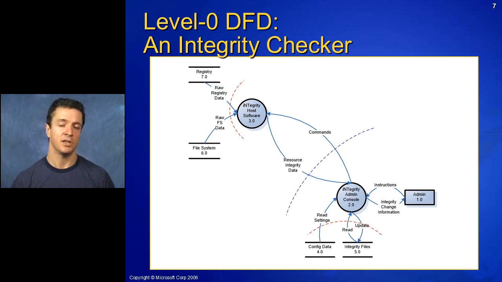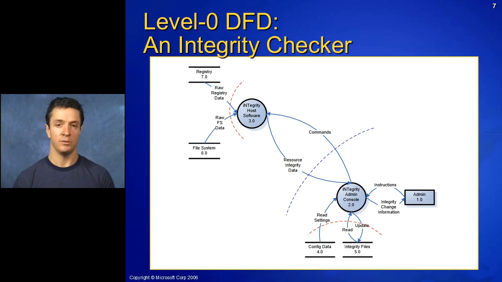It's a bit of logical processing. That application reads configuration data, element 4.0, and it also reads and writes from the integrity baseline data, which is element 5.0. And there are data flows going from the application to the administrator, from the application to and from those two files that I just mentioned. The console application communicates with some host software that runs on every computer. And so they've got two data flows, one going from 2.0 to 3.0, another data flow going from 3.0 to 2.0.